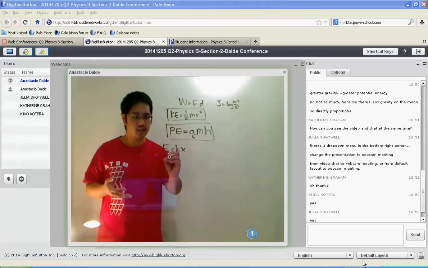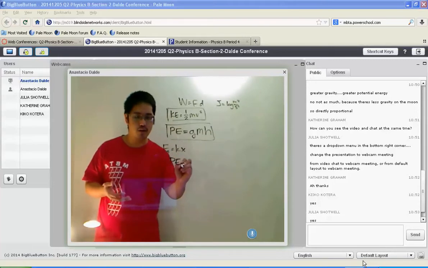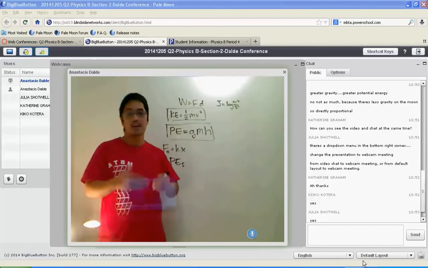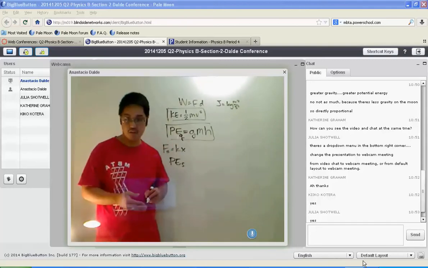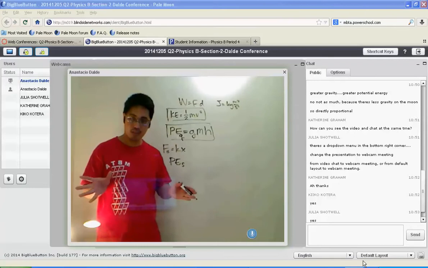Sometimes what I like to do is call it potential energy with a little s on the bottom of it, as opposed to potential energy attributed from gravity, which I like to call PE with a little g on the bottom. Are we cool? Have I lost anybody here?